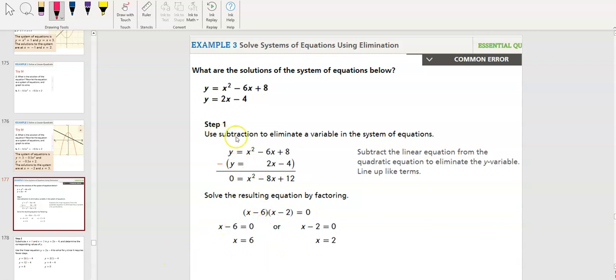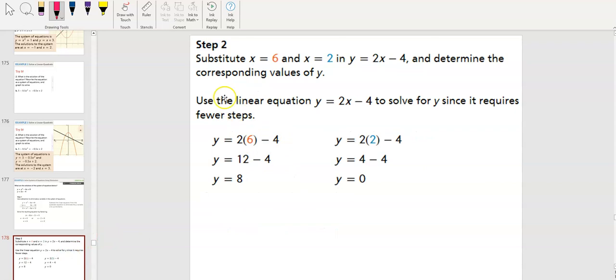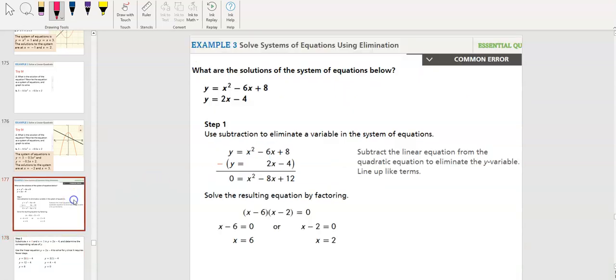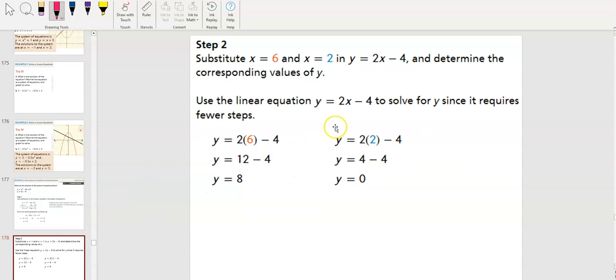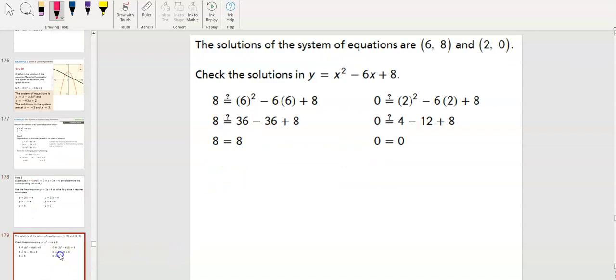Okay, so step 1 is use subtraction to eliminate a variable in the system of equations. Step 2 is then to substitute the values that you get into your original equations. So if I go back, we're substituting into the linear equation. And that will help us find y. And then step 3 is we just check our answers. So the solutions they got were (6, 8) and (2, 0). So they're going to check their work and make sure they got it done correctly.